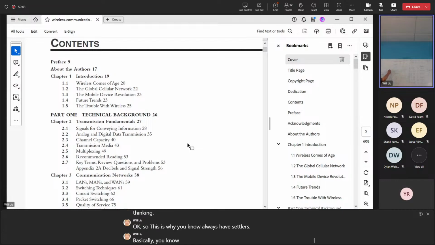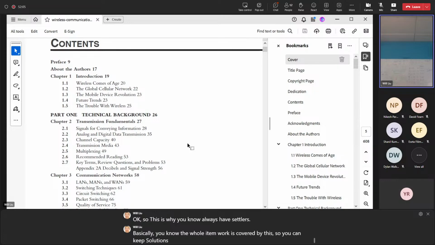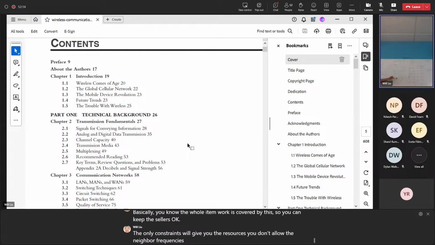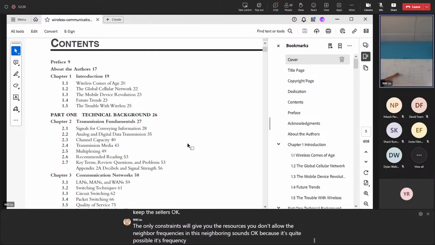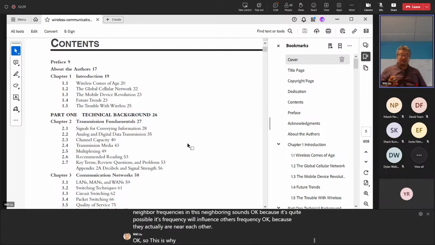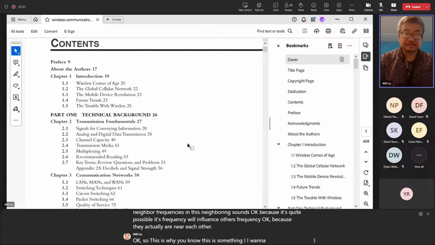So this is why, when we have cellulars, the whole network is covered by them, and you can keep developing cells. The only constraint is that when you give out resources, you don't allow the same frequencies in neighboring cells, because it's quite possible one cell's frequency will influence others, as they are near to each other. This is something I want to highlight here.